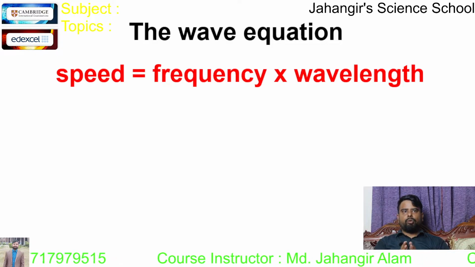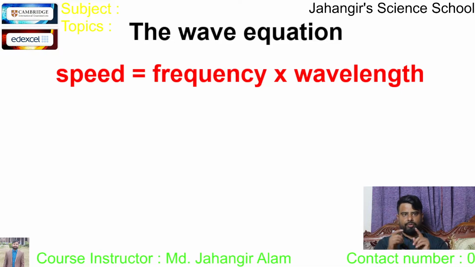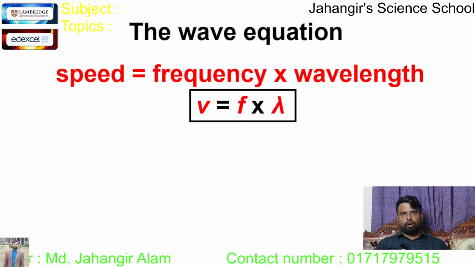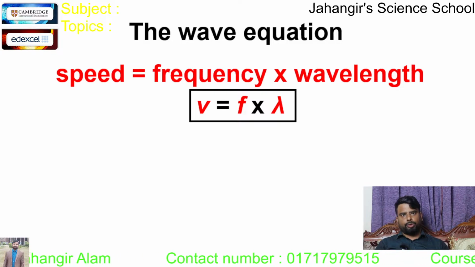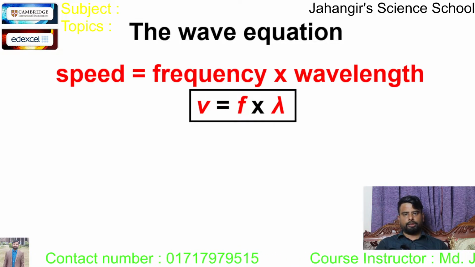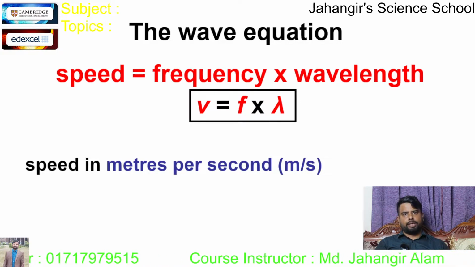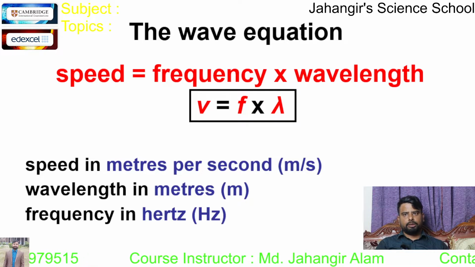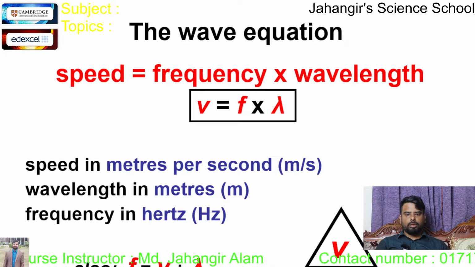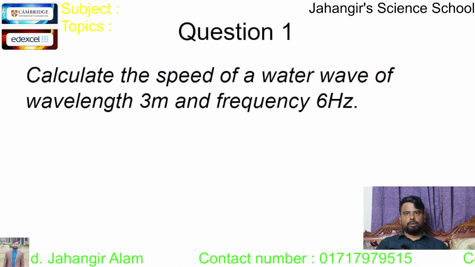Wave speed equal to frequency multiplied by wavelength. So V equal to F into lambda. V is for speed of the wave or velocity of the wave, and F for frequency of the wave, and lambda for wavelength. Speed in meter per second, wavelength in meter, and frequency in hertz. There is a formula triangle. You can remember this one.